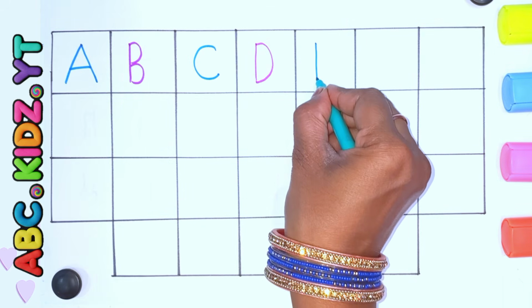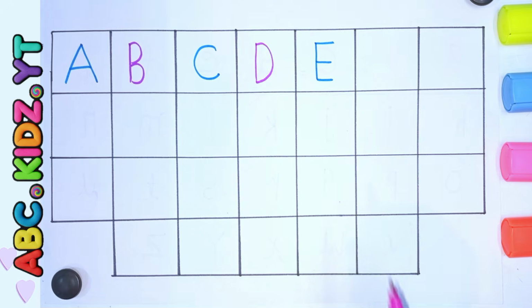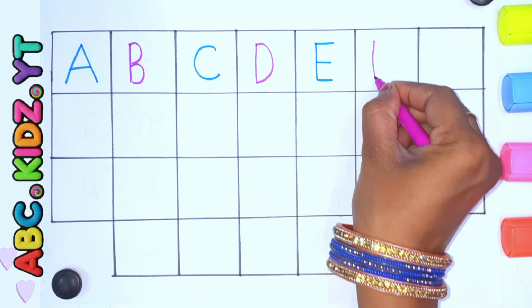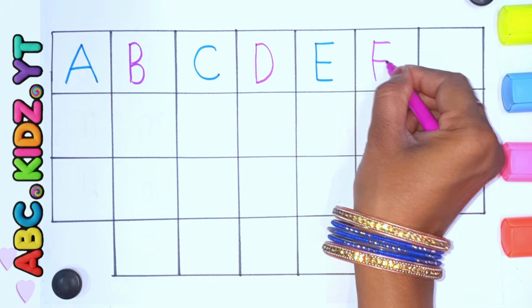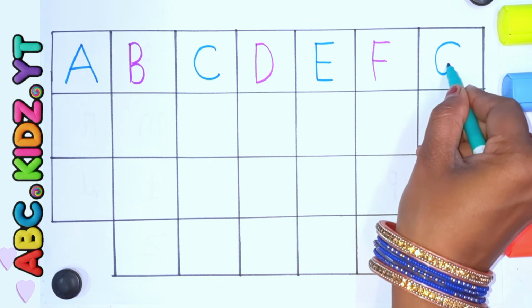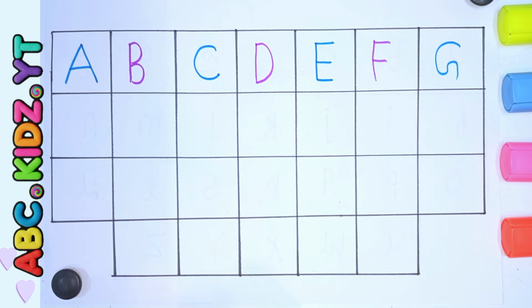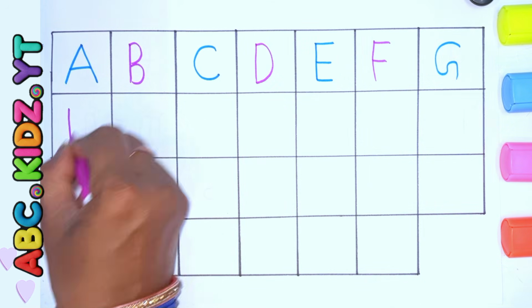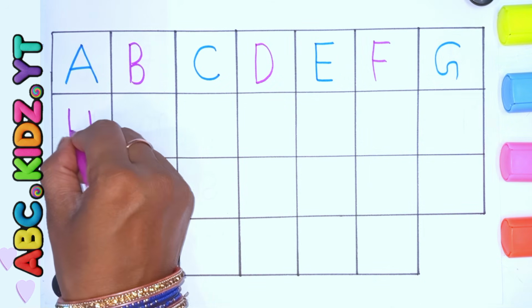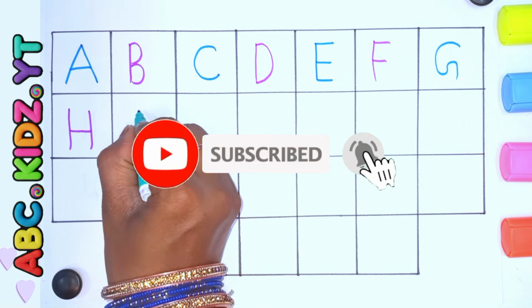E for egg. F for fan. G for grapes. H for house.